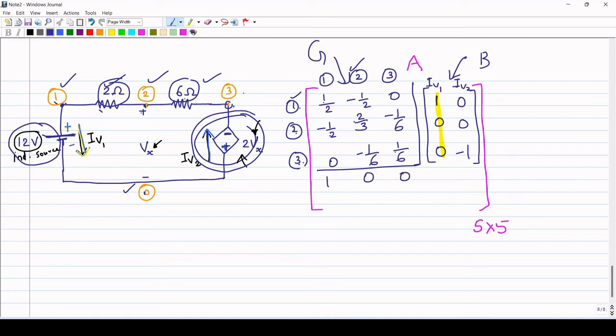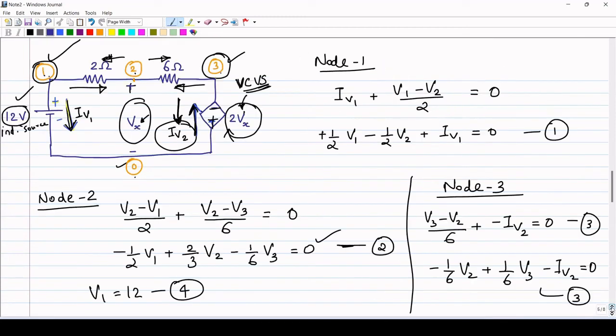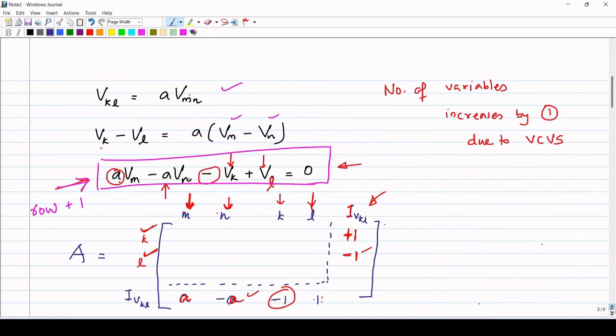Then for the second source, since it is a dependent source, we have to fill it carefully. For the dependent source, we know from our theory that we will have A and minus A coming on the mth node and nth node, and minus 1 and plus 1 coming on the kth node and lth node.